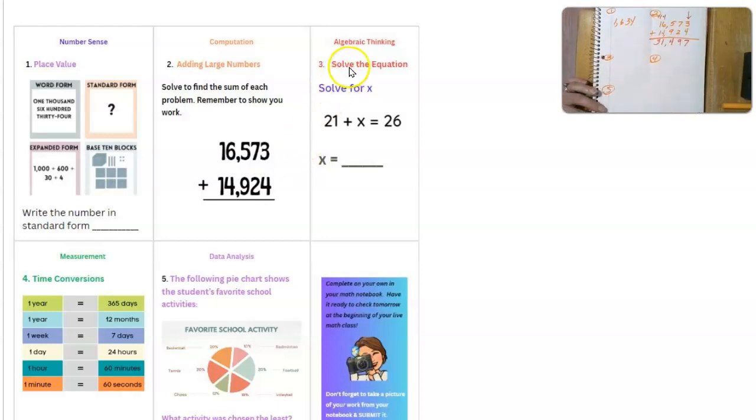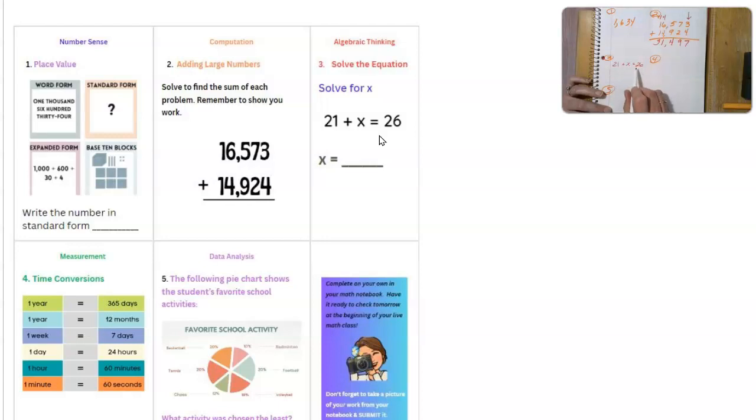Question 3, algebraic thinking. Solve for x. That means think of x as your mystery number. 21 plus what equals 26? So x is what we're trying to find out. 21 plus what number equals 26?